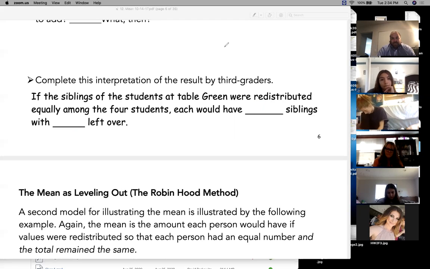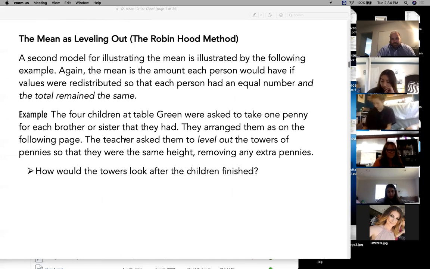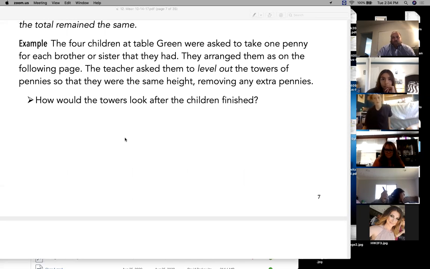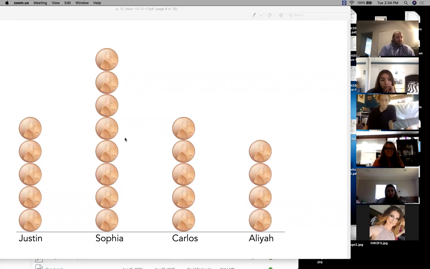So now let's do an example which is a little more clear what I'm talking about. The 4 children at table green were asked to take 1 penny for each brother or sister that they had. They arranged them as on the following page. So we have the 4 students, Justin, Sophia, Carlos, and Alia.